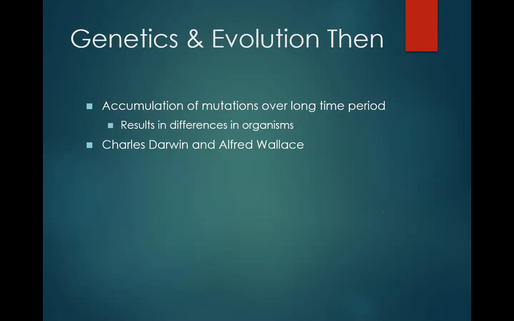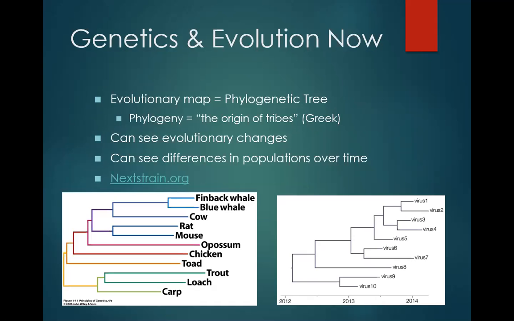Okay? So genetics and evolution, way back in the 1860s, talked about the accumulation of differences over a long period of time. And that was first elucidated by Charles Darwin and Alfred Wallace, working independently. They didn't really understand genetics, so they didn't really understand how those mutations worked, but they realized that over time, species diverged from one another. Now we can actually map how those species diverge, and you can find an evolutionary map, which can be seen on a phylogenetic tree.